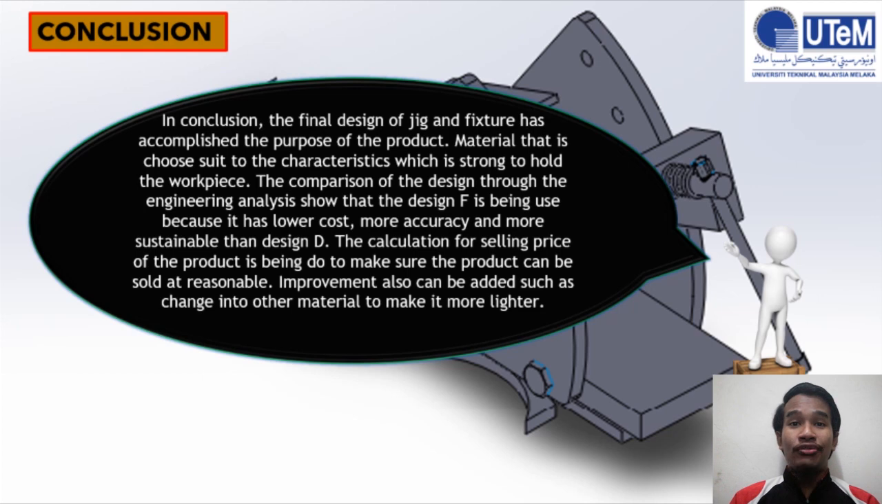In conclusion, the final design of the jig and fixture has accomplished the purpose of the product. The material chosen suits the capacity, which is strong enough to hold the workpiece. The comparison of the designs through the engineering analysis shows that design F is being used because it has a lower cost, is more accurate, and is more sustainable than design D. The calculation for the selling price of the product is done to make sure the product can be sold at a reasonable price. Improvement can also be added, such as changing to another material to make it lighter.